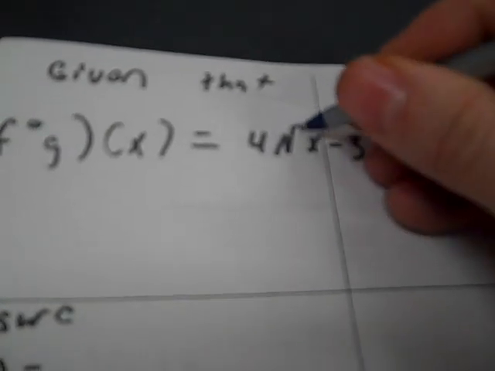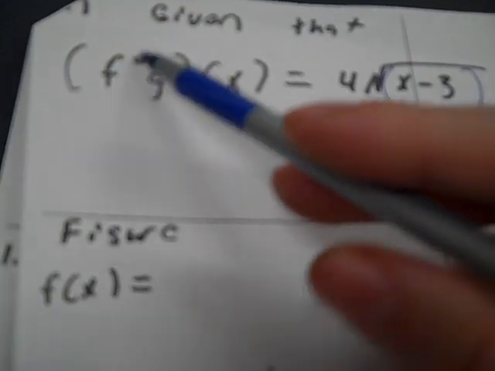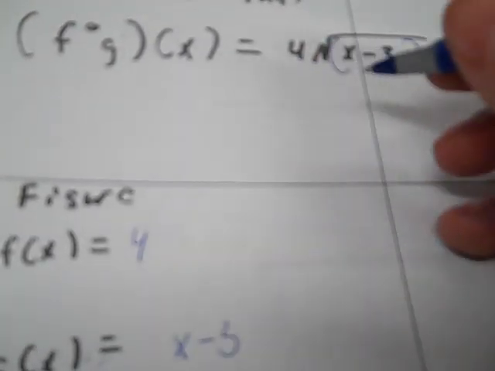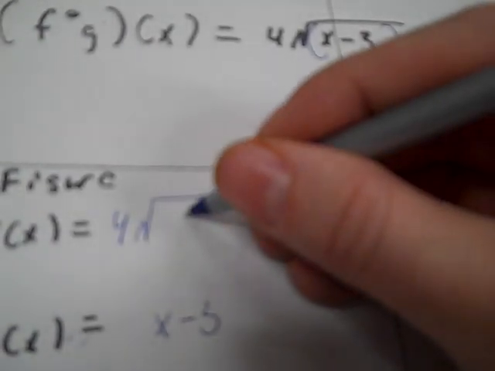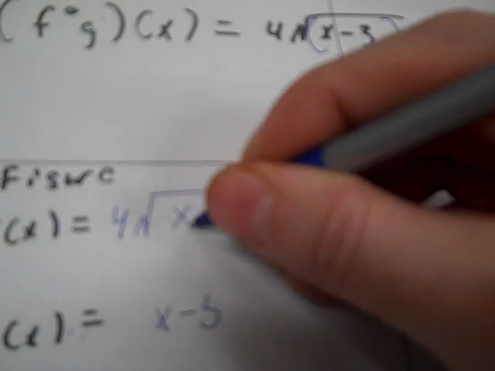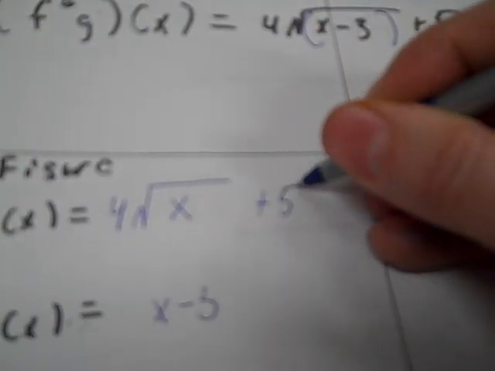All right. Given that this is the composed function, find the 2 separate functions that can be composed to make this. So first, let's parenthesize the inside part of that. And x minus 3 is my g, okay, since the g is put in. Now for the f, I've got 4 square root. Instead of x minus 3, you're just going to replace that with just x, and then plus 5.